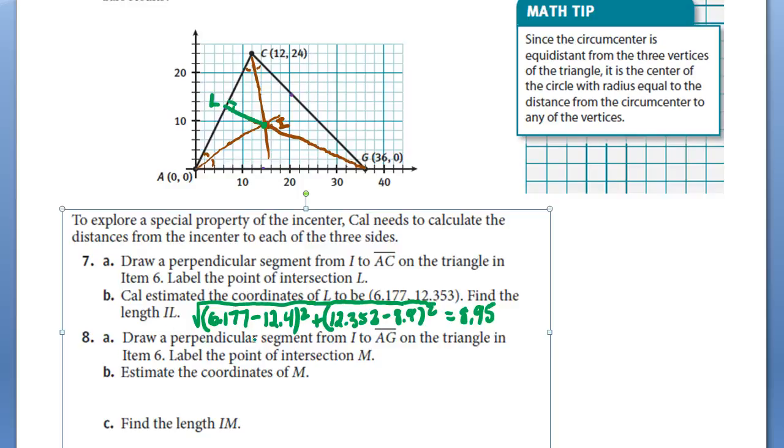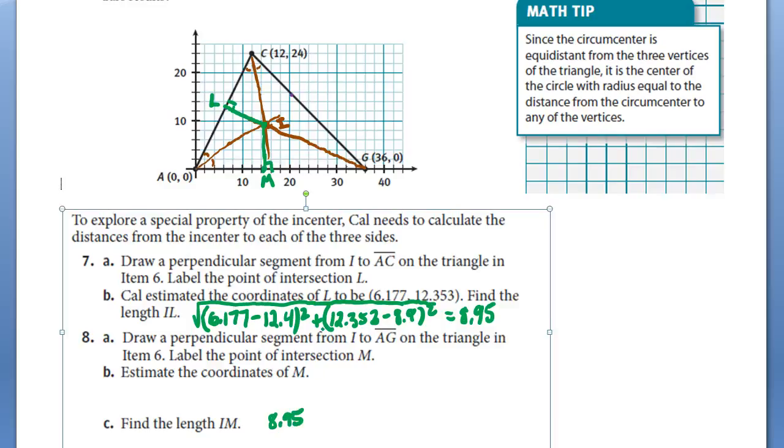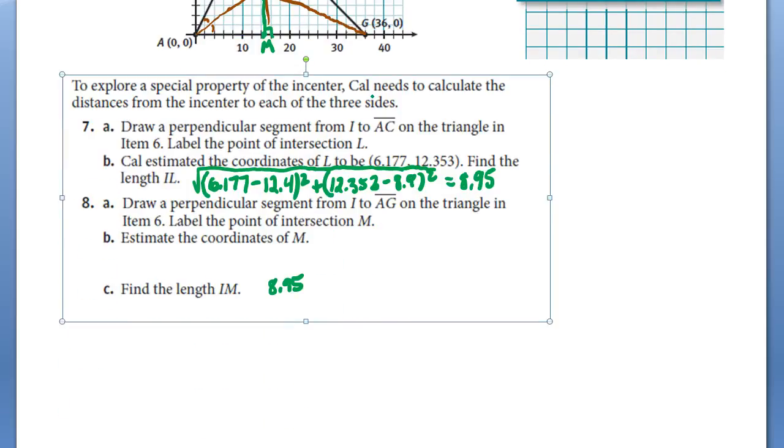Okay, number 8, draw a perpendicular segment from I to segment AG on the triangle and label the intersection M. So AG is right across the bottom, so to be perpendicular to it, we just want to drop straight down vertically, and that will guarantee we hit at a 90-degree angle. We're asked to call that point M. Then find the length of the green segment. So if we find its coordinates, use the distance formula, we will find that length to be about 8.95. In fact, on the screen, don't the two green segments visually look congruent in length?